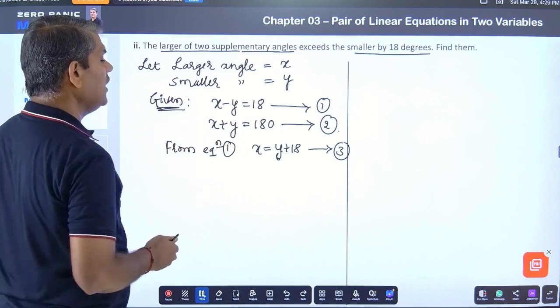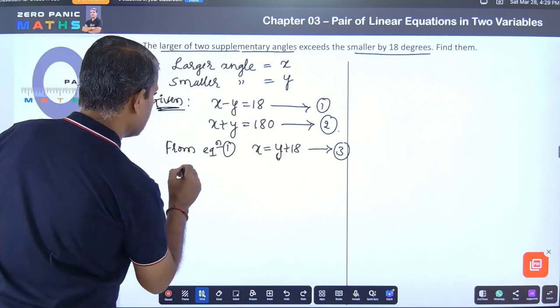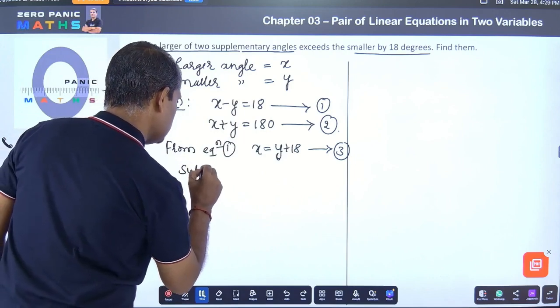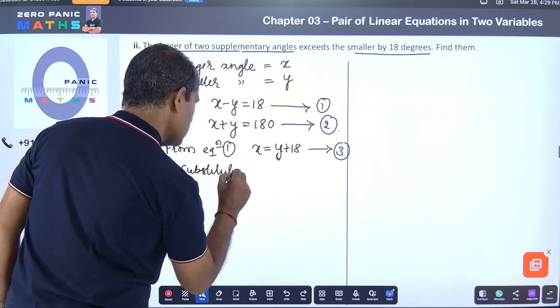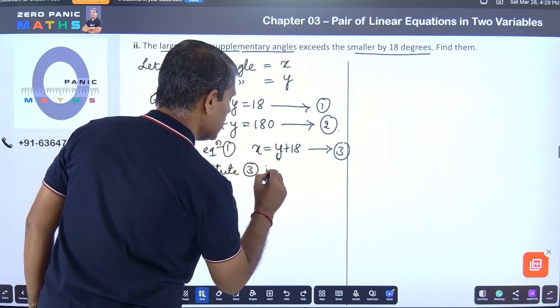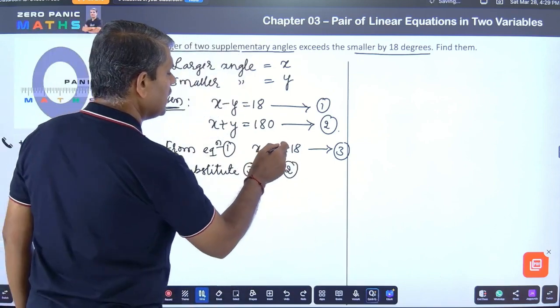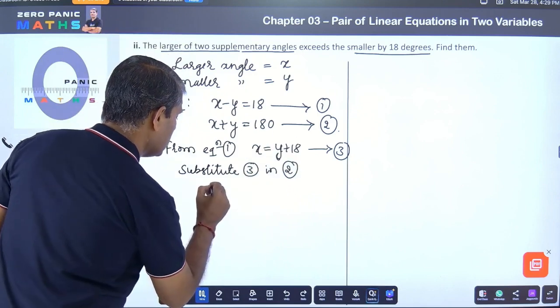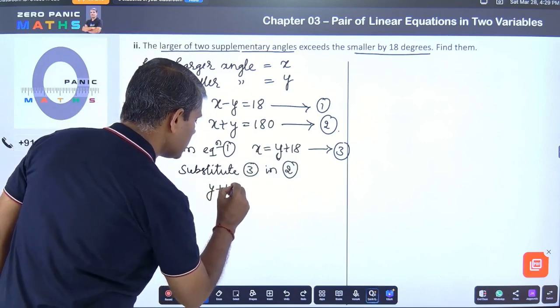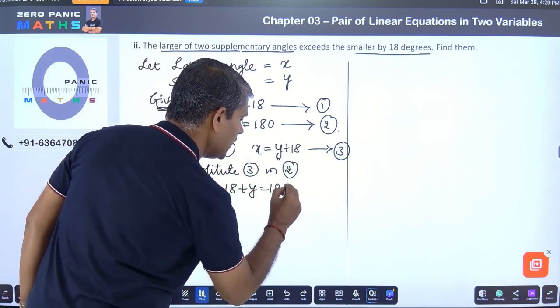This is the information given. Now substitute 3 into 2. What will it get me? y plus 18. y plus 18 plus y is 180.